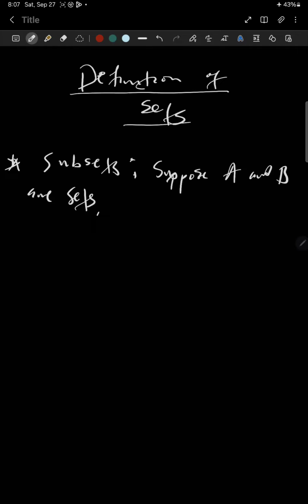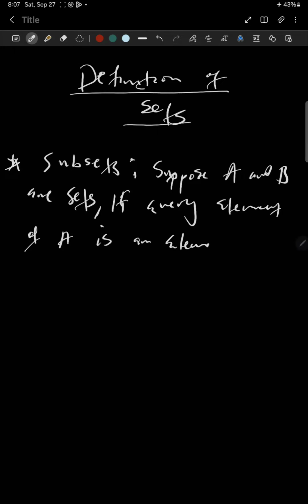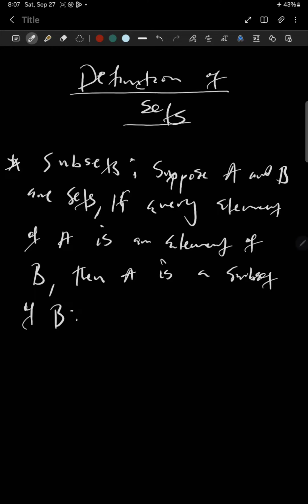If every element of A is an element of B, then A is a subset of B. What I mean is that if every element of A is found in B, then A is a subset of B.